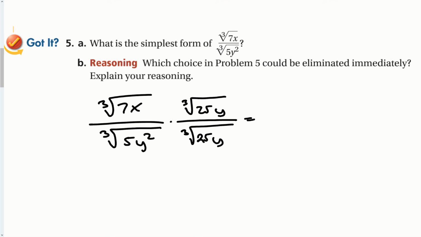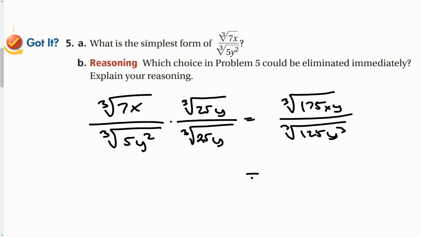7 times 25 gives me 175 x and a y over 5 times 125 y to the third, which gives me 5y on the bottom. And this one makes a little more sense because these numbers match up because I'm using a perfect cube.